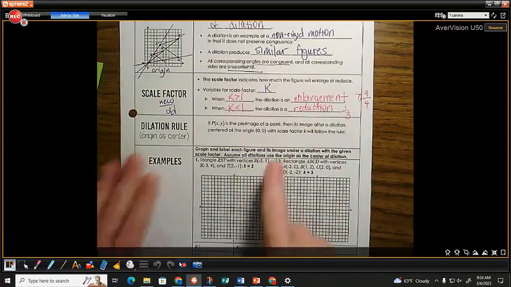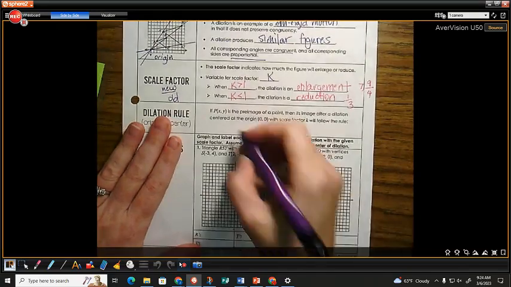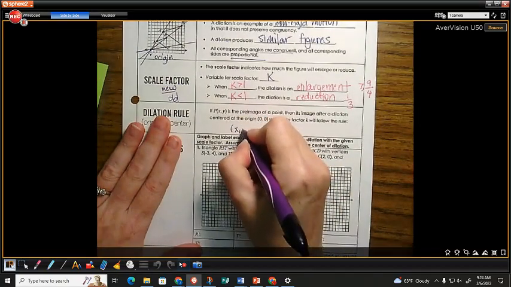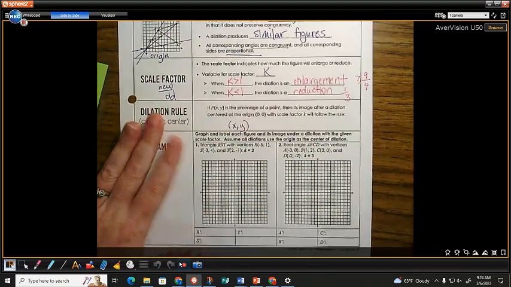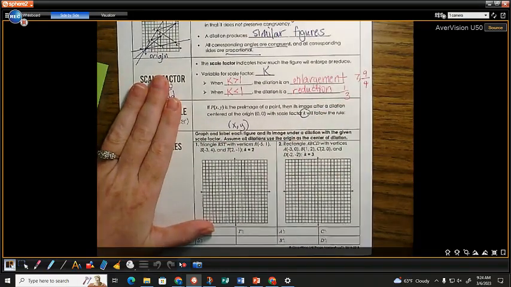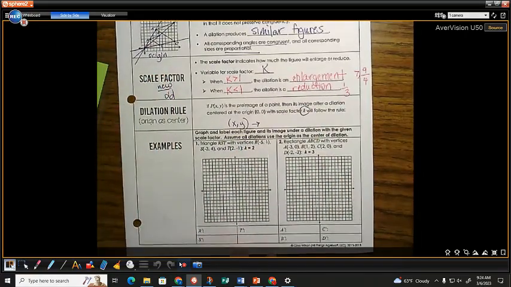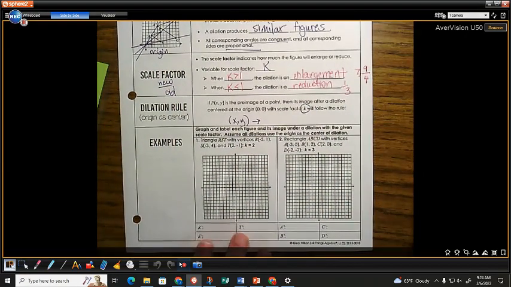Okay, so let's write the rule down. I want you guys to all work together as a table. I want you to write the rule. If you have any random point, and your scale factor is K, what do you think the rule for the mapping will be? What do you think it's going to go to? Oh, it's going to be KX.